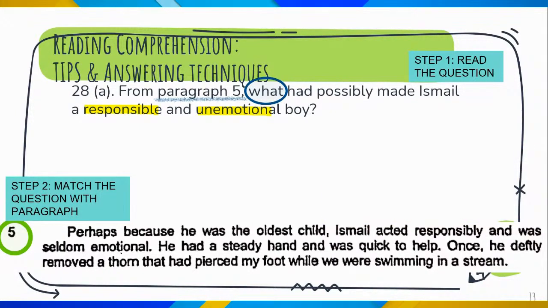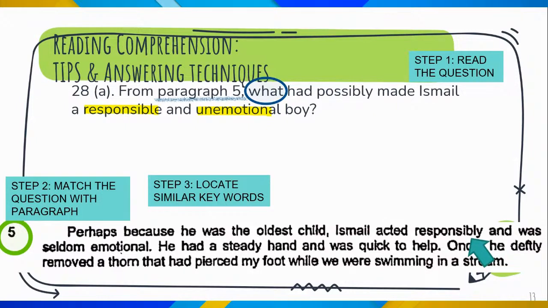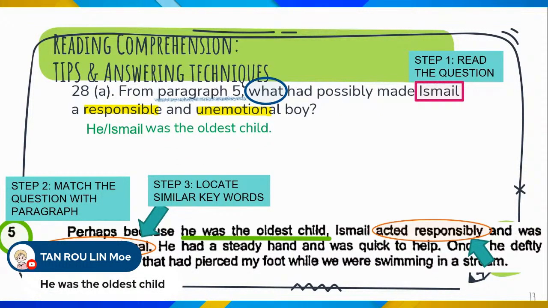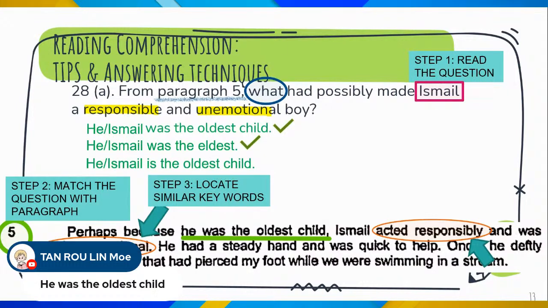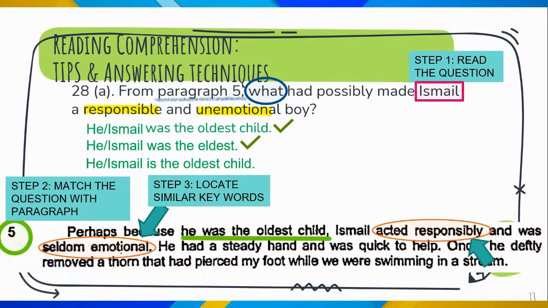Okay. So in this case, we need to find the keywords which are acted responsibly and seldom emotional. So the answer would be, the question asks keyword by Ismail. You can straight away copy he or Ismail was the oldest child. Okay. He or Ismail was the eldest. He or Ismail is the oldest child. Can we accept this one? Okay, very good. Some of you did answer he was the oldest child. Yes, he was the oldest child.